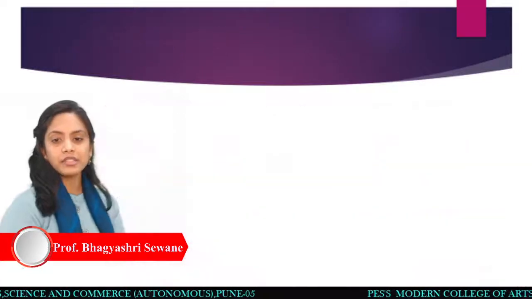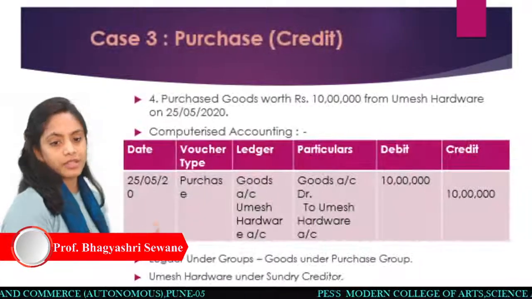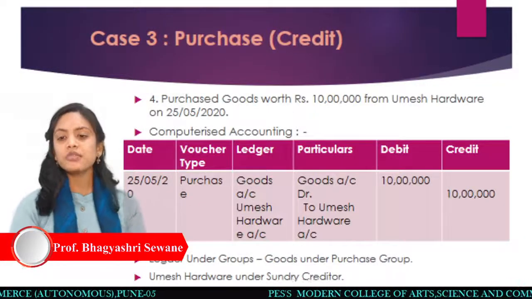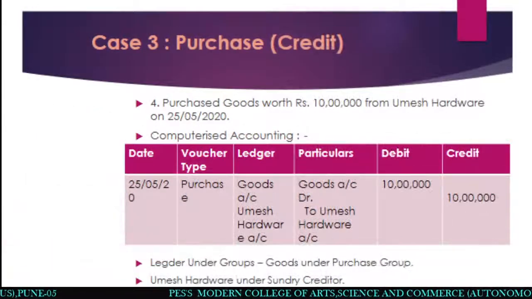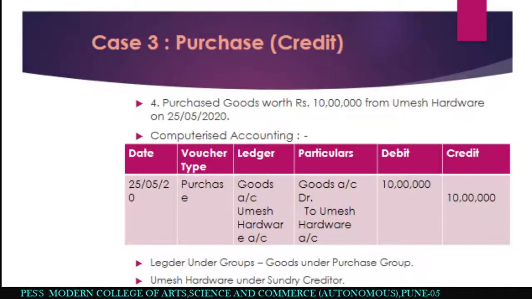That is example number 4, related to purchase. Okay. So here we are going to see the purchase, where goods worth rupees 10 lakhs were purchased from Umesh Hardware on 25th of May 2020. Now, students, you must know about these things when this type of transaction is given. Purchased goods worth rupees 10 lakhs, the amount is given, but the name of the party is also given, that is Umesh Hardware.